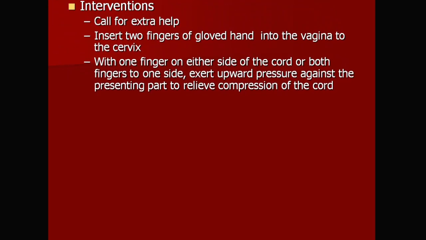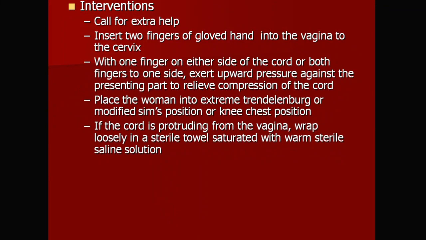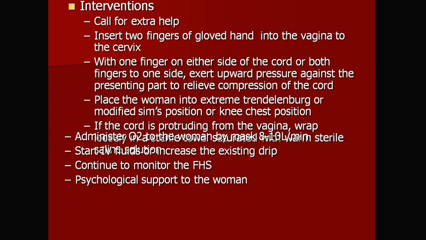Interventions: call for extra help. Insert the fingers of a gloved hand into the vagina to the cervix, with one finger on either side of the cord or both fingers on one side. Exert upward pressure against the presenting part to relieve the compression of the cord. Place the woman in an extreme Trendelenburg or modified Sims position or knee-chest position. If the cord is protruding from the vagina, wrap it loosely in a sterile towel saturated with warm sterile saline solution.